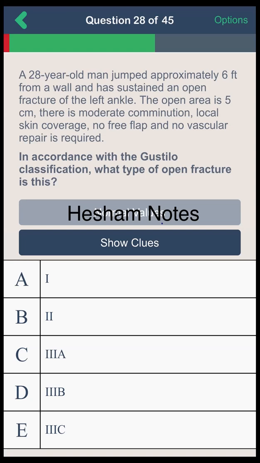Yes, excellent. This is type 2. We said before, type 1 is less than 1 centimeter, type 2 from 1 to 10, type 3A with minimal periosteal stripping and minimal need for tissue coverage, type 3B with significant periosteal stripping and severe need for tissue coverage, type 3C is vascular compromise. Okay, and this is excellent. It is 5 centimeters, so it will be Gustilo-Anderson classification type 2. Another one.